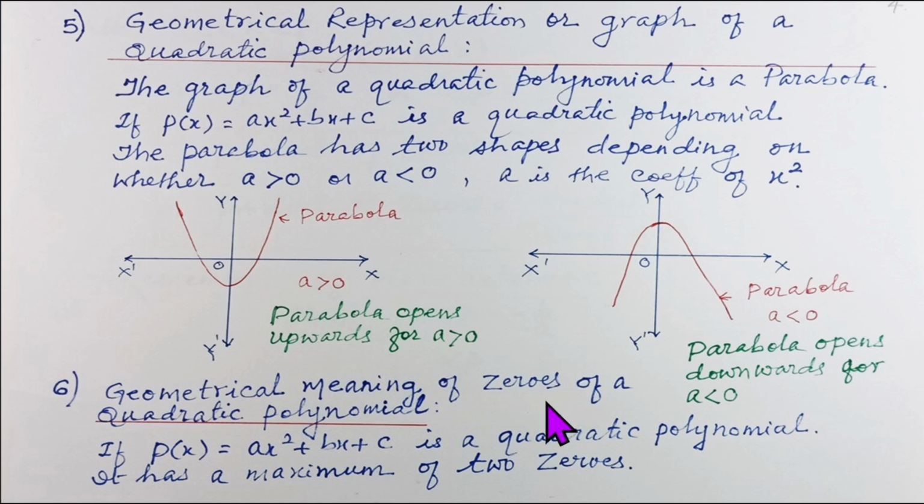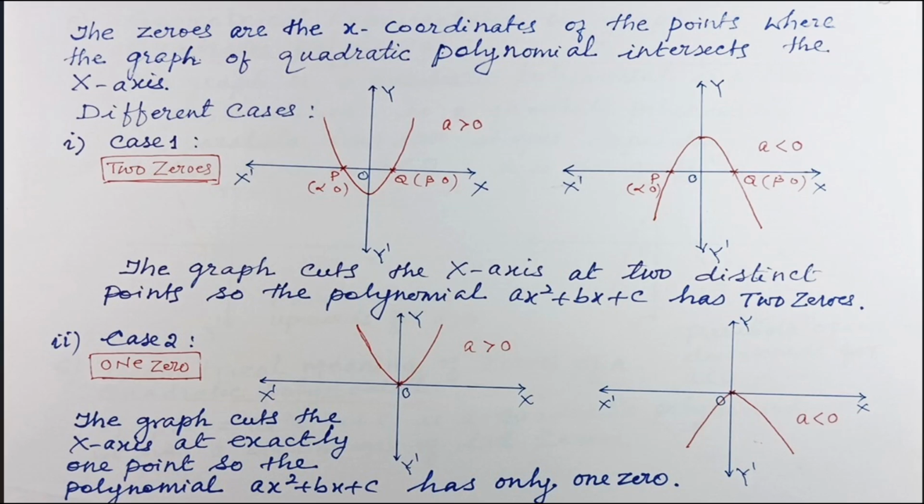Now what is the geometrical meaning of zeros of a quadratic polynomial? We know what the graph is. The graph is a parabola. But what is the geometrical meaning of zeros of a quadratic polynomial is what is our study. If p of x is equal to ax square plus bx plus c is a quadratic polynomial, now we know that it can have a maximum of 2 zeros. The maximum zeros possible are 2.